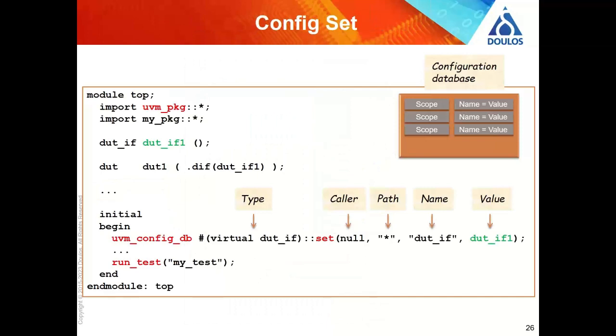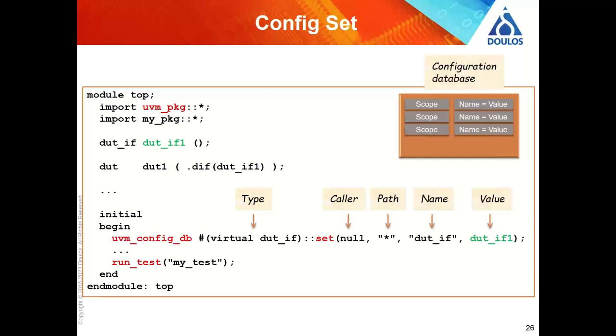So we need those two steps. Now, in terms of the code for doing that, again, it's very straightforward, but it's something that people often make mistakes with, so I'll just go through here. In our top level module, here's our interface called if1. In the initial block, before we call run test, we're going to call set with the configuration database. When we write something to it, we need to specify what type of object we're writing into it. Here we're writing a virtual interface, so we need to specify the type with the parameter as being virtual if.